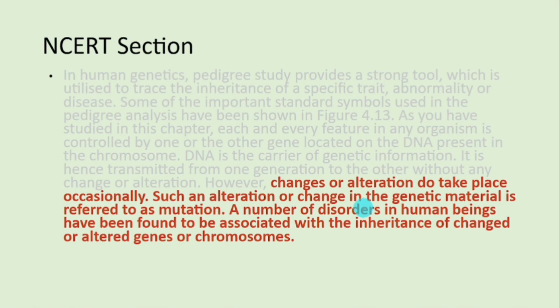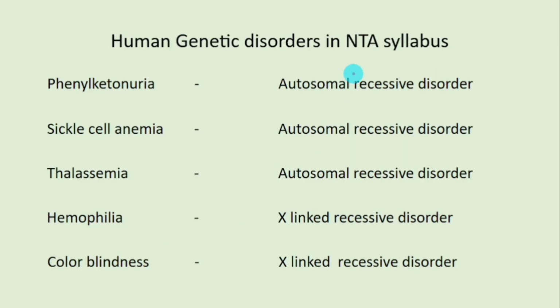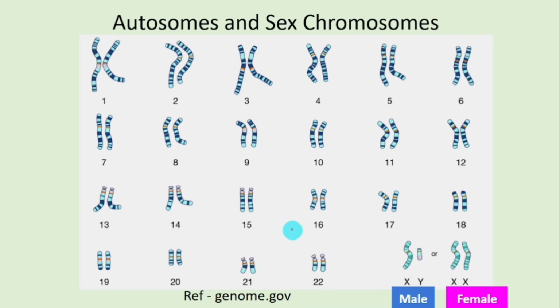So alteration or change in the genetic material is referred to as mutation, and this leads to genetic disorders. So in NTA syllabus, you will have to learn about these 5 human genetic disorders, okay, which are due to mutations. So the gene is affected. So in case of phenylketonuria, chromosome 12 is affected. Then sickle cell anemia, 11. Then thalassemia, both 16 and 11, both are affected. And in color blindness and hemophilia, the X chromosomes are affected.